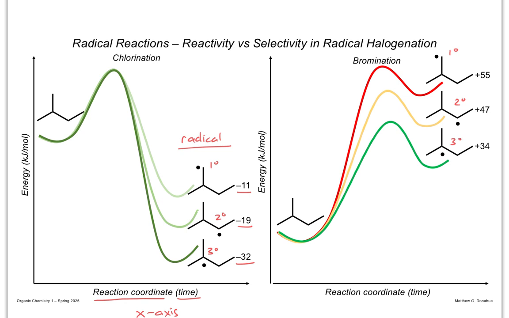Now for bromination, notice that it's uphill. You have to put energy in, and it's easier to get to plus 34 than it is to get to plus 55. So if you imagine, again, that ball has to go up that hill. The easiest hill to get over is the lowest one. If you don't have any tertiary hydrogens in the molecule, it's going to go for the next lowest hill, which is the secondary.